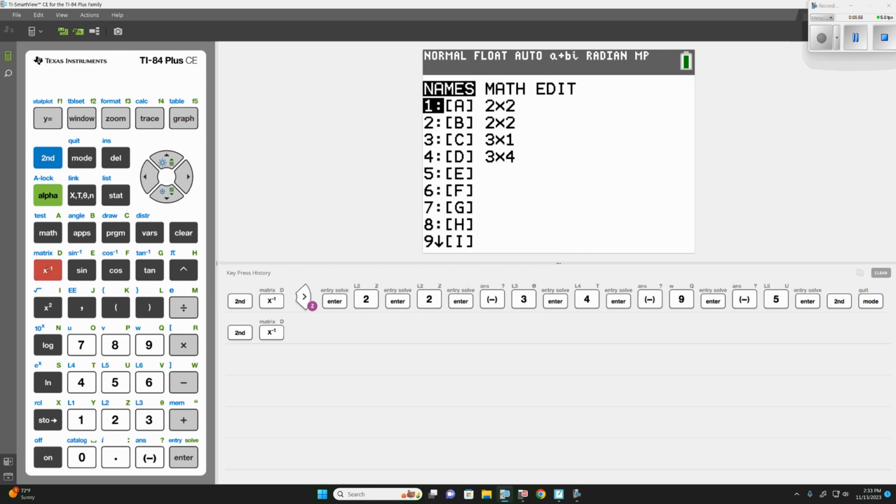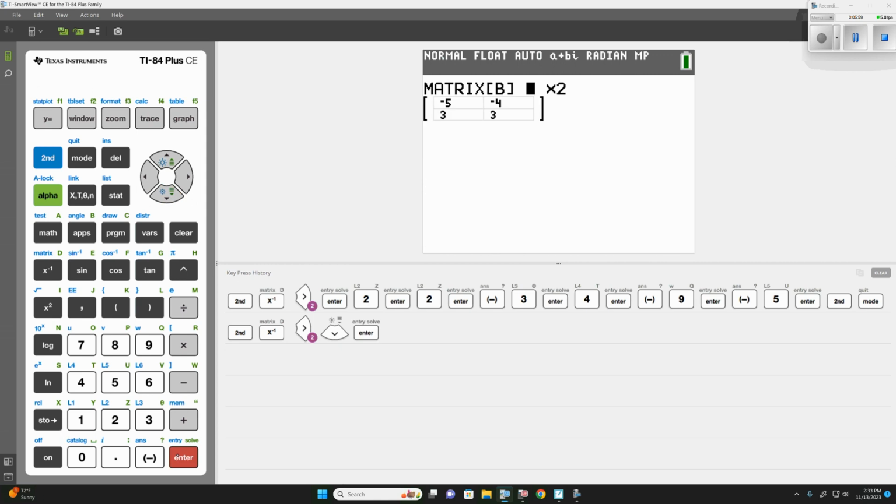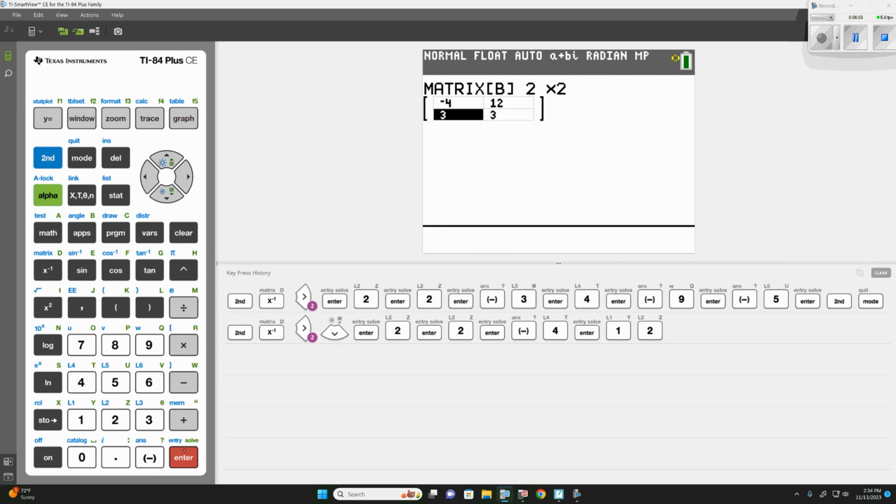To type the second matrix in, we go second matrix, over to edit, and down to B. It is also a 2 by 2. -4, 12, 8, -7. Y'all remember how to type these in? I got that. Oh yeah, second quit, right? Second quit.